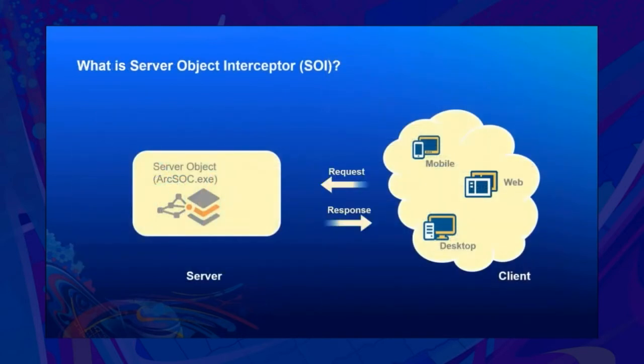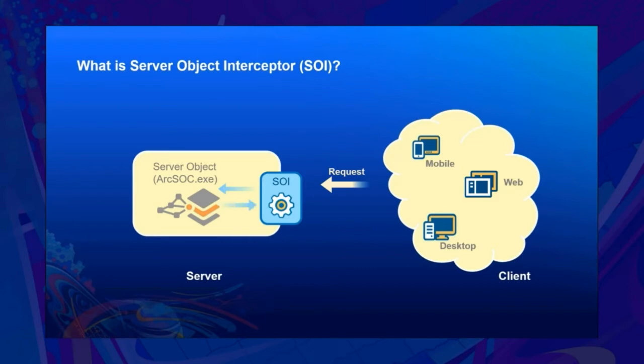Next, let's talk about SOI. How does an SOI work? This is the same client-server diagram we've seen earlier. Let's add an SOI to the service. We can see the SOI also sits on the server side, on top of the server object. When a request is sent, this SOI intercepts the request and decides whether or not to modify the request parameters, and then the SOI will pass the request to the server object for processing.